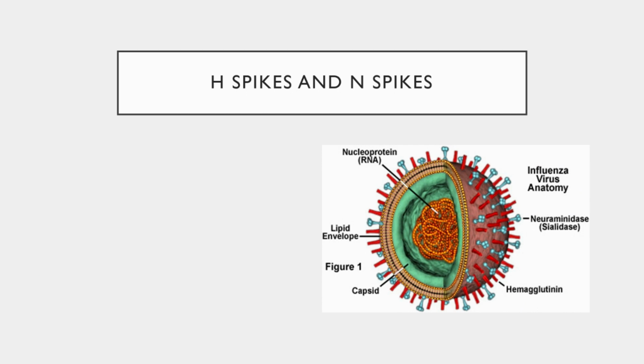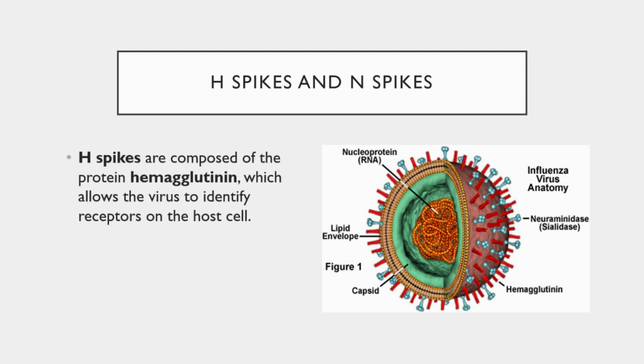Getting back to these spike proteins and their mutations, the flu virus exhibits two different types of spikes on the surface of its envelope. The first type is the H spikes. These are named for the fact that they are composed of the protein hemagglutinin. And this hemagglutinin is the component that mediates attachment of the flu virus to the host cell. It attaches to the receptors on the host cell and then initiates the penetration process.